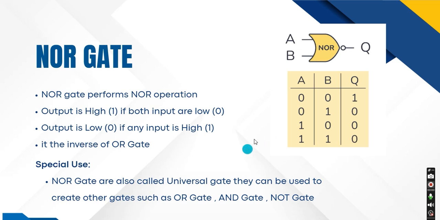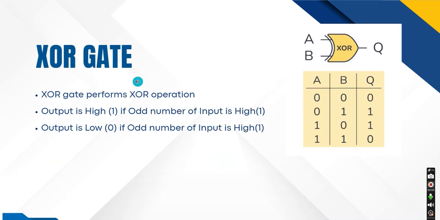So we've talked about the NOR gate truth table. This is the circuit diagram of the NOR gate. We talked about the conditions and the special use of the NOR gate. So let's check out the next gate. Next gate is the XOR gate.